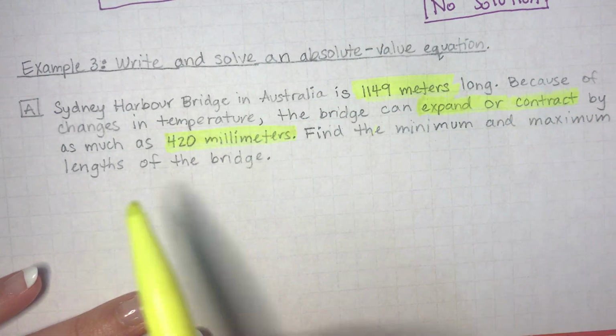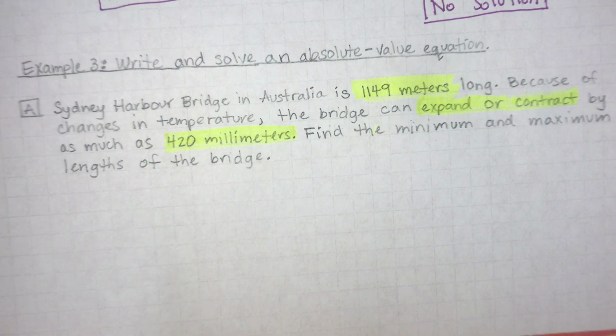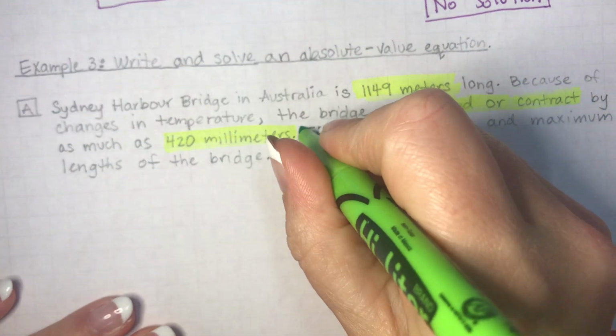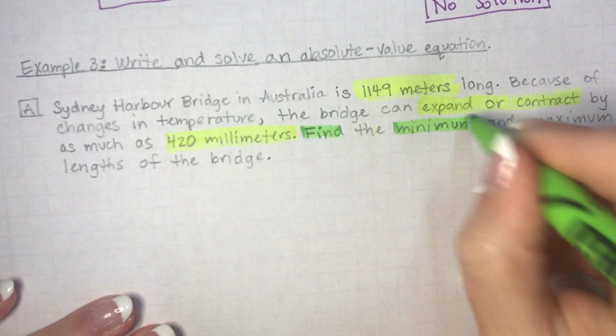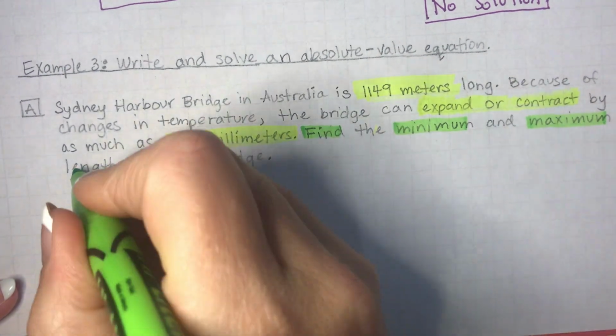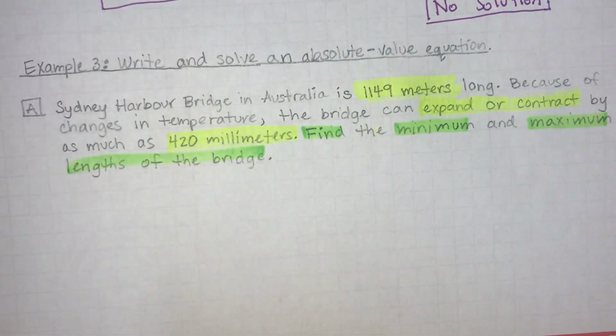Find the minimum and maximum lengths of the bridge. So that's what we are supposed to find. Find the minimum and maximum lengths of the bridge. Okay, so that's what we need to do. Find the min and the max. All right.